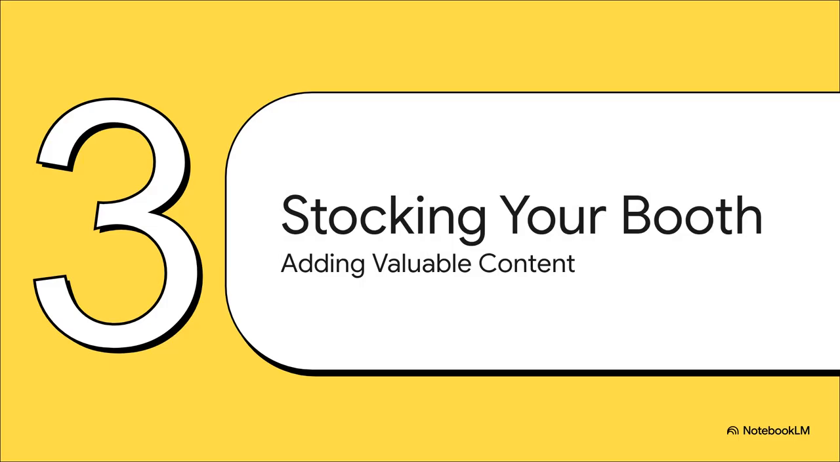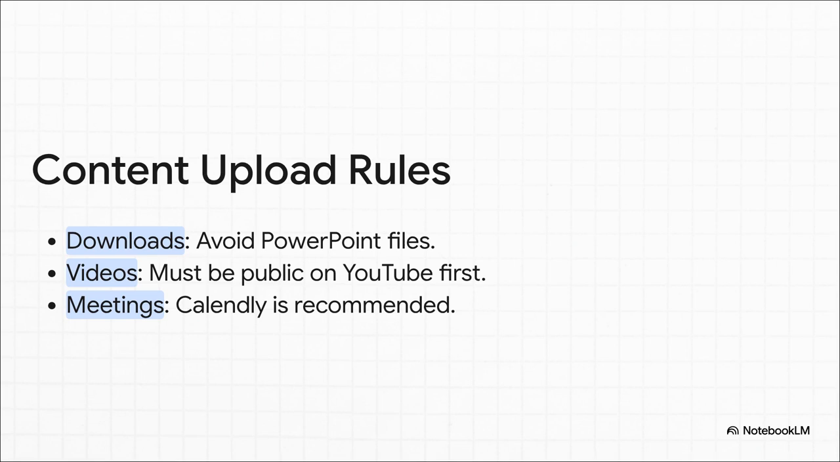Okay, your booth is looking sharp. Now let's make it useful. In Section 3, we're stocking your booth with all the good stuff that attendees are actually looking for. You know, documents, videos, and ways to schedule a chat. Let me give you a few quick rules for your content. For any downloadable files, just try to avoid PowerPoints. They can be a bit glitchy. For videos, they have to be on YouTube and set to public to work. And if you want to book meetings, Calendly is definitely the way to go. It works perfectly with the system.